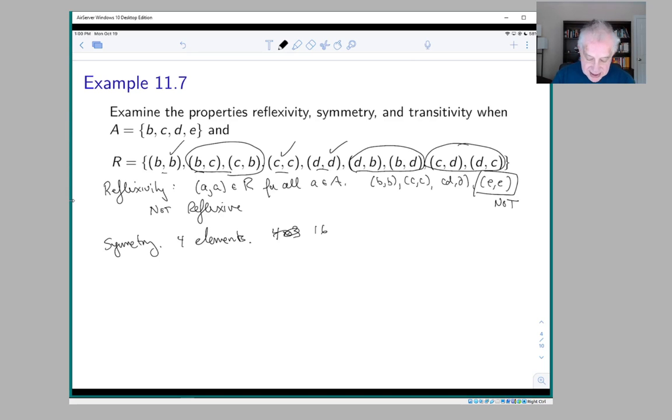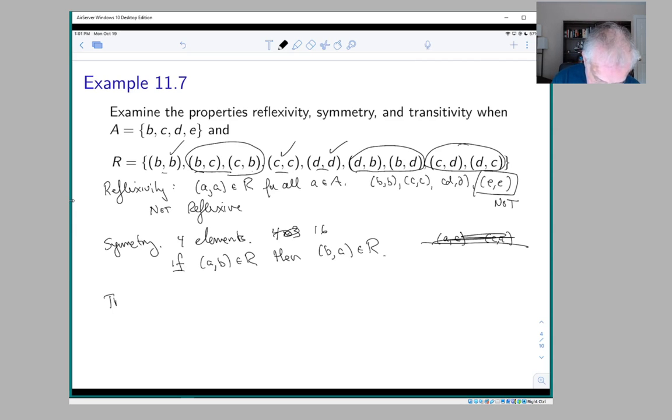So remember what symmetry says. It says if AB is in the relation, then BA is in the relation. So we only have to check the pairs that are in the relation. So BC is in the relation, CB is in the relation. CB is in the relation, so BC is in the relation. For example, let's look at AC. It's not the case that AC and CA are in the relation, but that doesn't say anything about symmetry, because symmetry is only a property about the things which are in the relation. So it is symmetric.